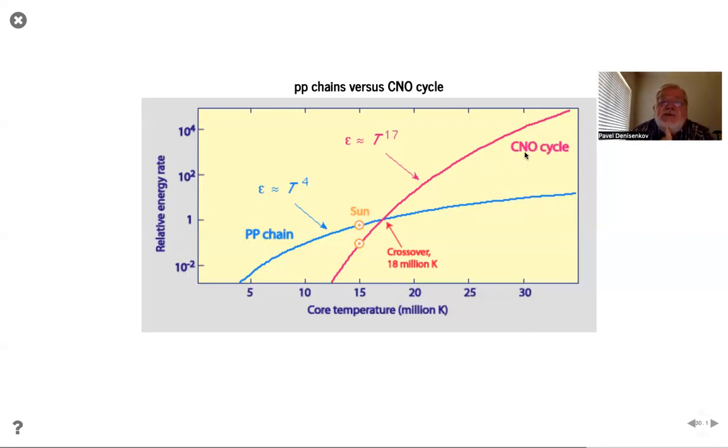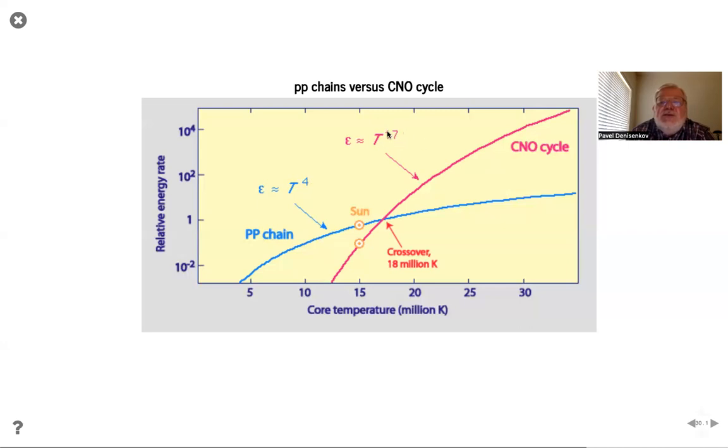And it is because the energy production in the CNO cycle is much more strongly temperature sensitive. Epsilon production in the CNO cycle is proportional to temperature to the power 17, while in the pp chains it is proportional to temperature to the power 4.